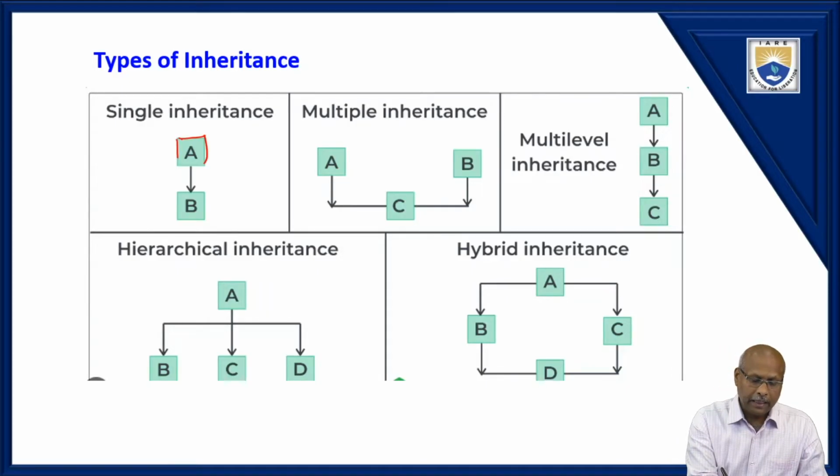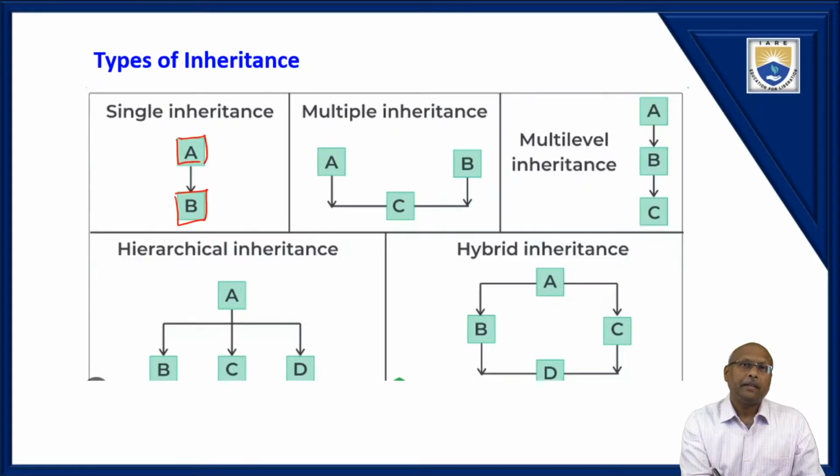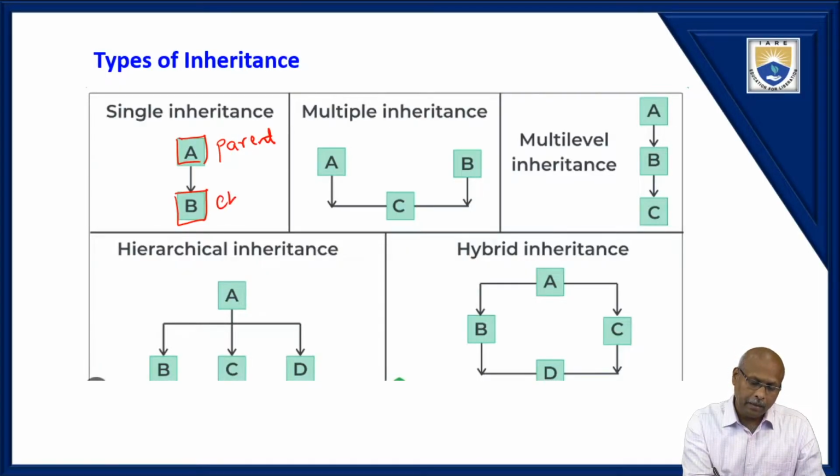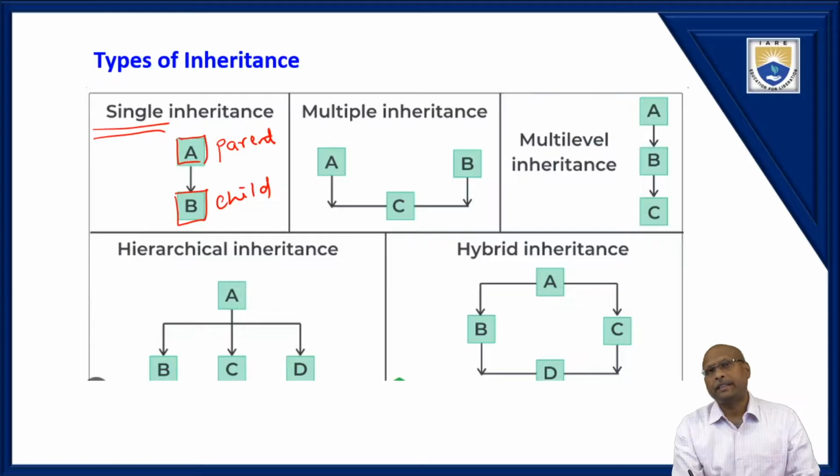Assume A is the parent class, B the child class. So from A, B gets the information or B gets the resource. So here A is parent and B is child. So the child gets the property from the parent. Now this type of inheritance is called single level inheritance.